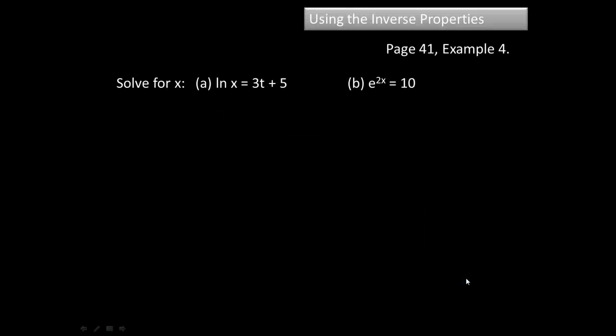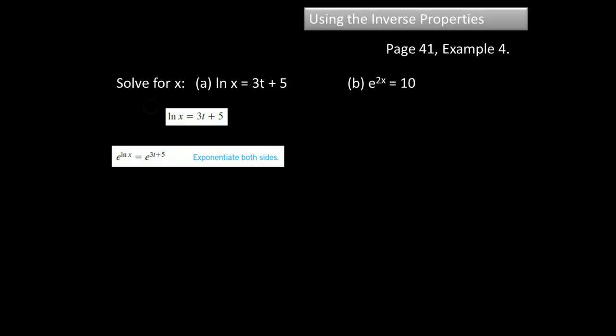So we're going to put some of these inverse properties to use, and we're going to solve these equations for x. So letter A, we have the natural log of x is equal to 3t plus 5. Well, if I want to get rid of the natural log, the inverse of natural log is e, so we're going to exponentiate each side. We're going to make ln of x and 3t plus 5 the exponents of e. So e to the ln of x is equal to e to the 3t plus 5. And then we know e to the ln of x is nothing more than x. So x equals e to the 3t plus 5 because of the inverse property of e and natural log.